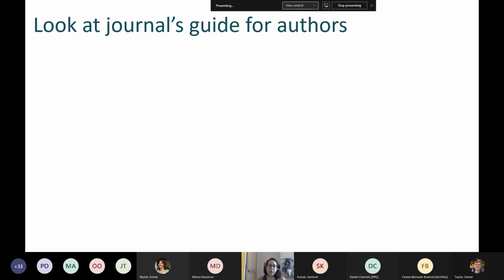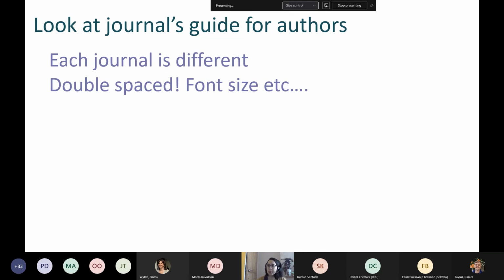This will tell you about the specifics of that journal. Be aware that each journal is different. They might have different requirements for all sorts of things like line spacing, fonts, and all of this kind of stuff. So you need to be prepared and get all that information ready. It can be whether, when you submit it, it's double spaced, font sizing, all of that kind of stuff.